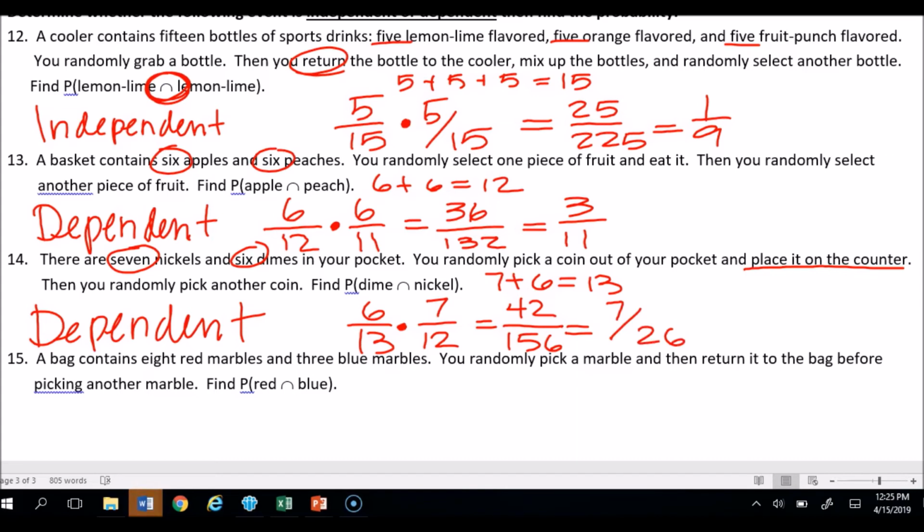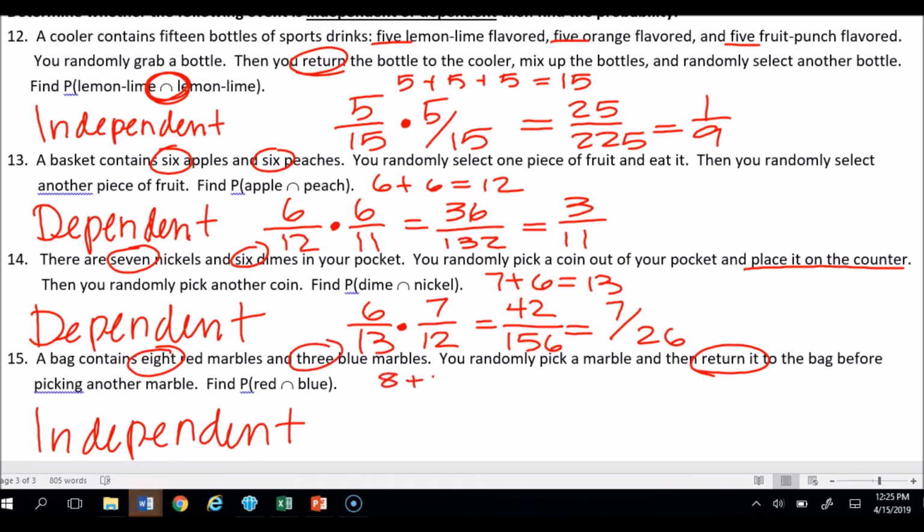The last problem in this set. A bag contains 8 red marbles and 3 blue marbles. You randomly pick a marble and then return it. So when we return something, this is independent. So again, we got to figure out how many marbles there are in the bag. So we got 8 red and 3 blue. So 8 plus 3 equals 11. So that's what we're going to start with, 11 in the bag.